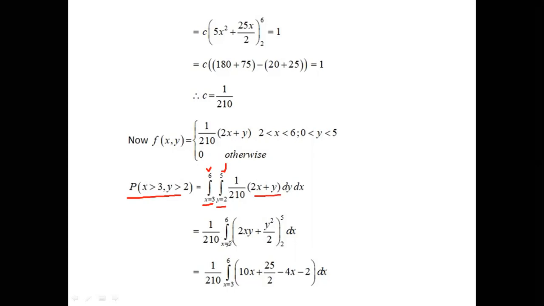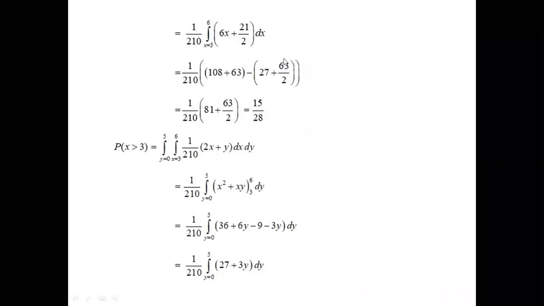Now 1 by 210 of x equals 3 to 6, and we are integrating with respect to y, so 2x will be constant and we get 1 when integrating with respect to y, and the integration of y will be y square by 2, with y limits 2 to 5, just substituting and simplifying. Then after these terms, again we are integrating with respect to x, substituting the x limits from 3 to 6. We got the probability as 15 by 28.